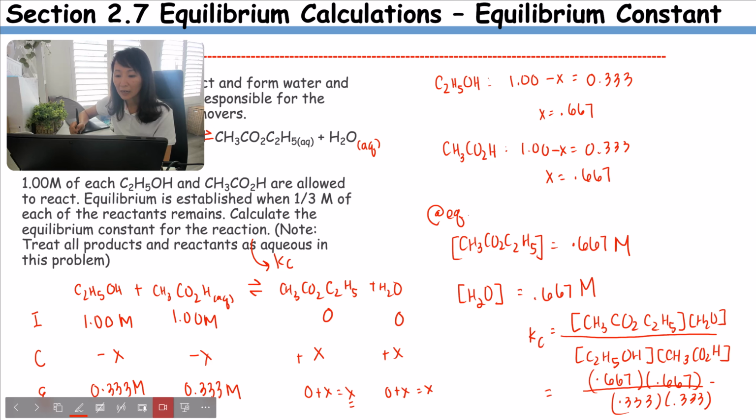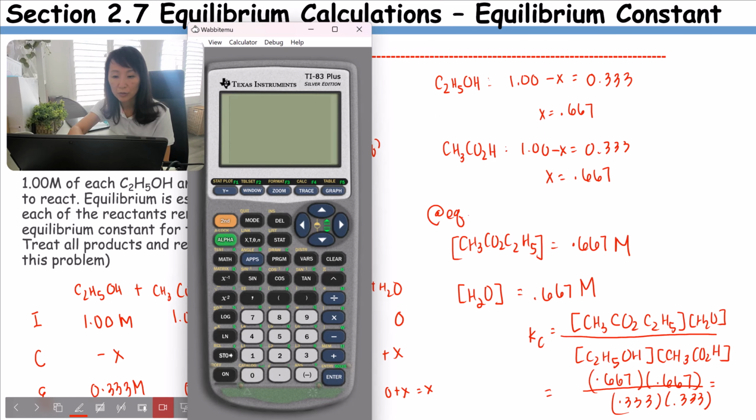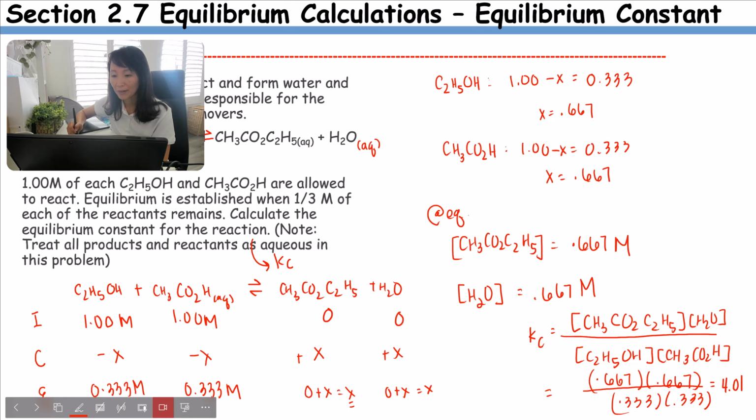So let's go ahead and calculate this out on our calculator. I like to use the square button, 0.667 to the second power, since there's two of them. Or you could just write 0.667 times 0.667 and divide that by parentheses 0.333 to the second power. And I get 4.01. Rewrite 4.01. And that's my equilibrium constant for this particular reaction.